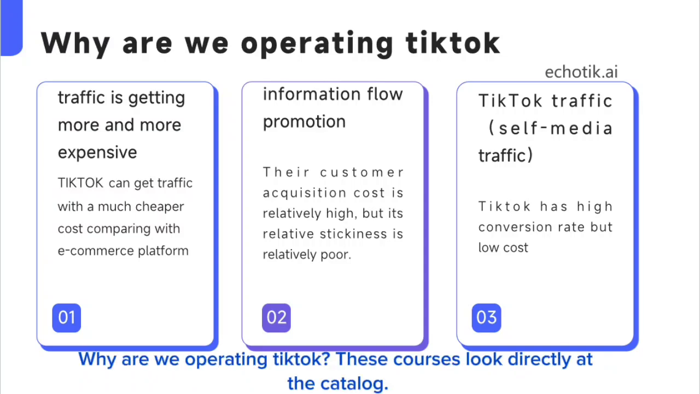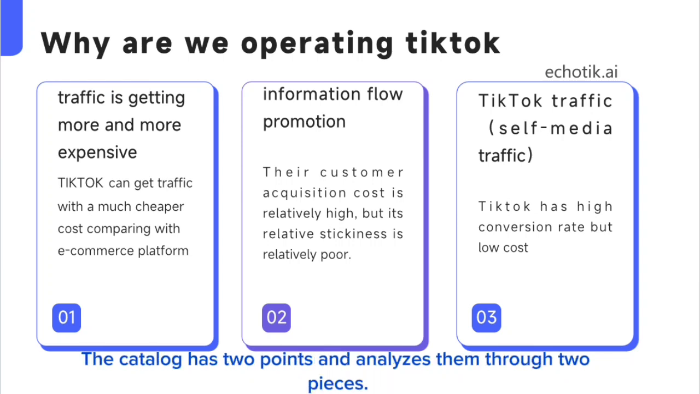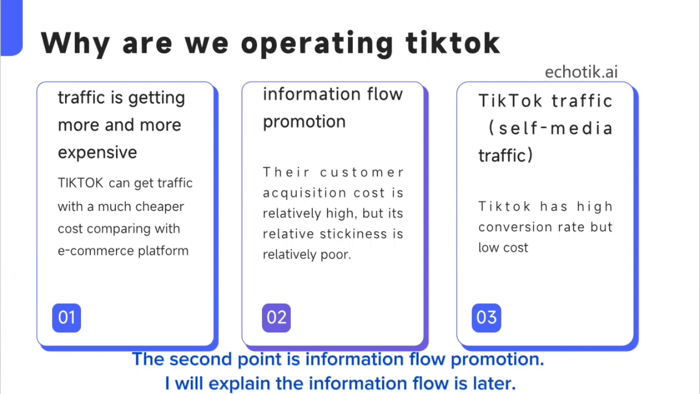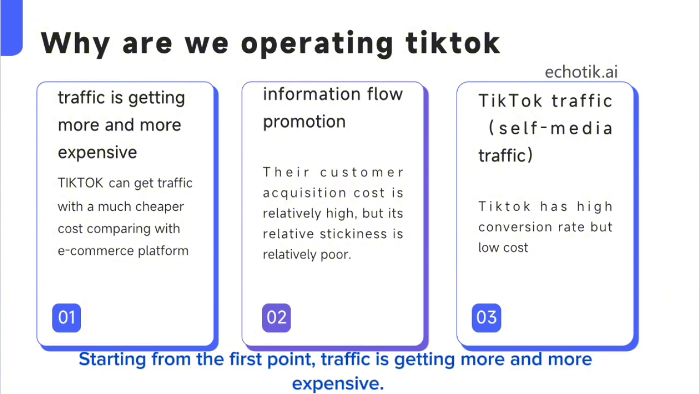Why are we operating TikTok? This course looks directly at the catalog. The catalog has 2 points and analyzes them through 2 pieces. The first is that the current traffic is getting more and more expensive. The second point is information flow advertisements. I will explain the information flow later. Starting from the first point, traffic is getting more and more expensive.